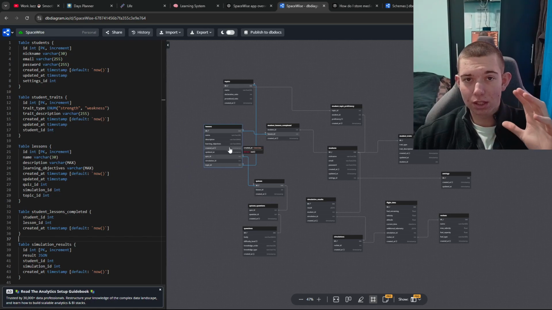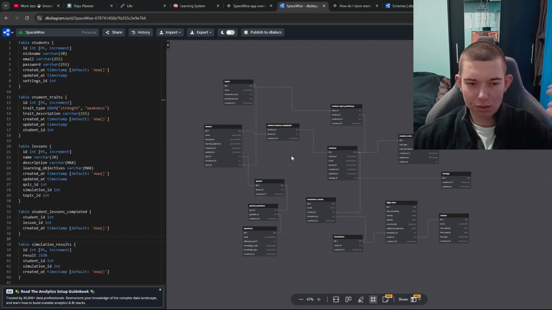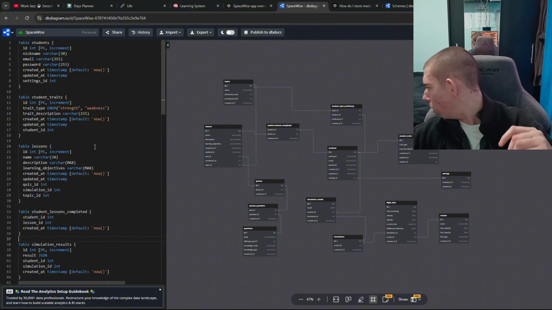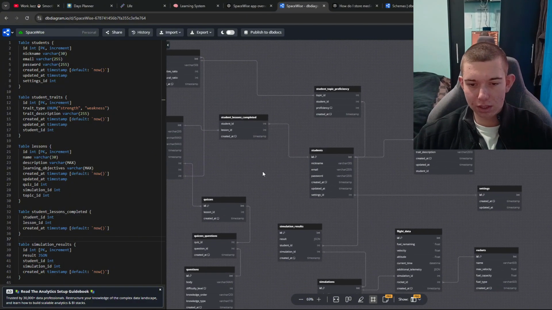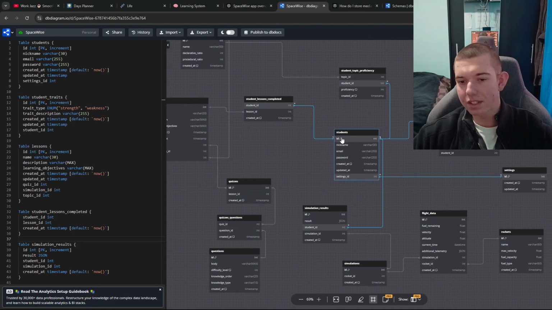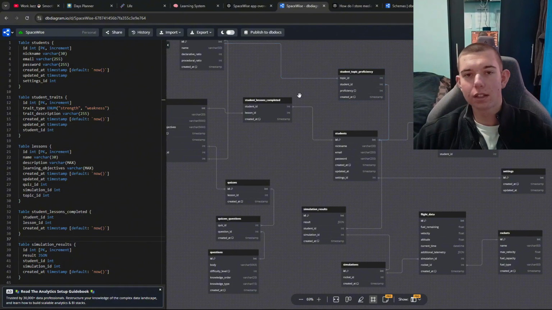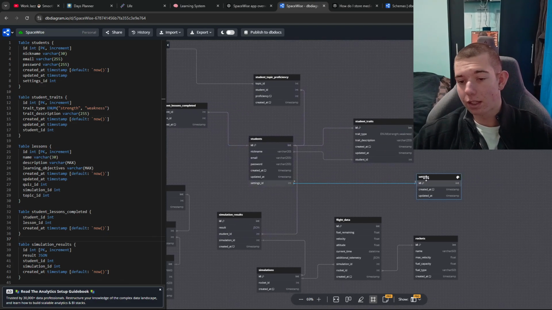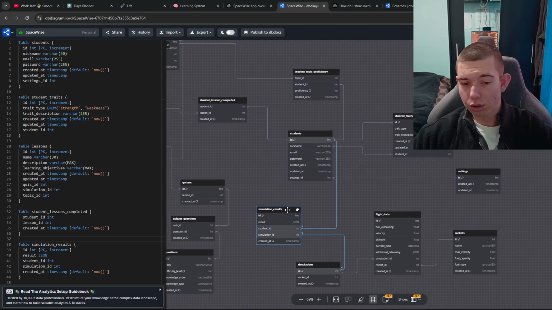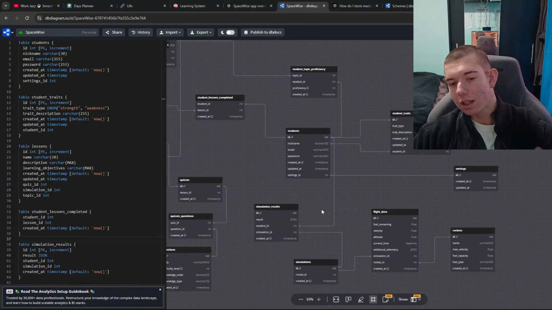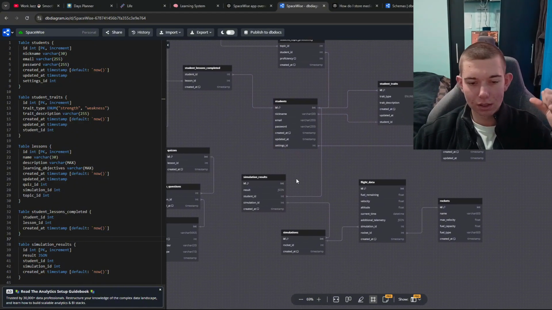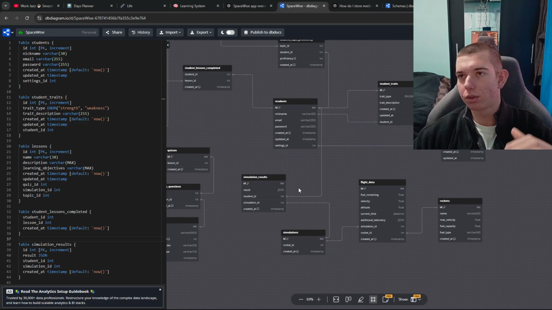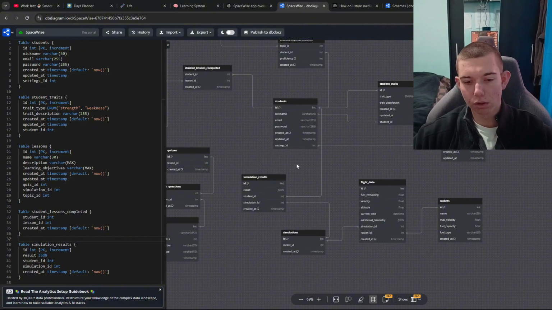I'm going to give a big overview, like a summary. Here we have many tables that are connected to one another. We have the student, which has many connections to the traits, to the proficiency of the student in a topic, the lessons he has completed, and the settings, of course. Also, the results of the simulations that the student has taken regarding math, physics, rocket science, space science, all that stuff.